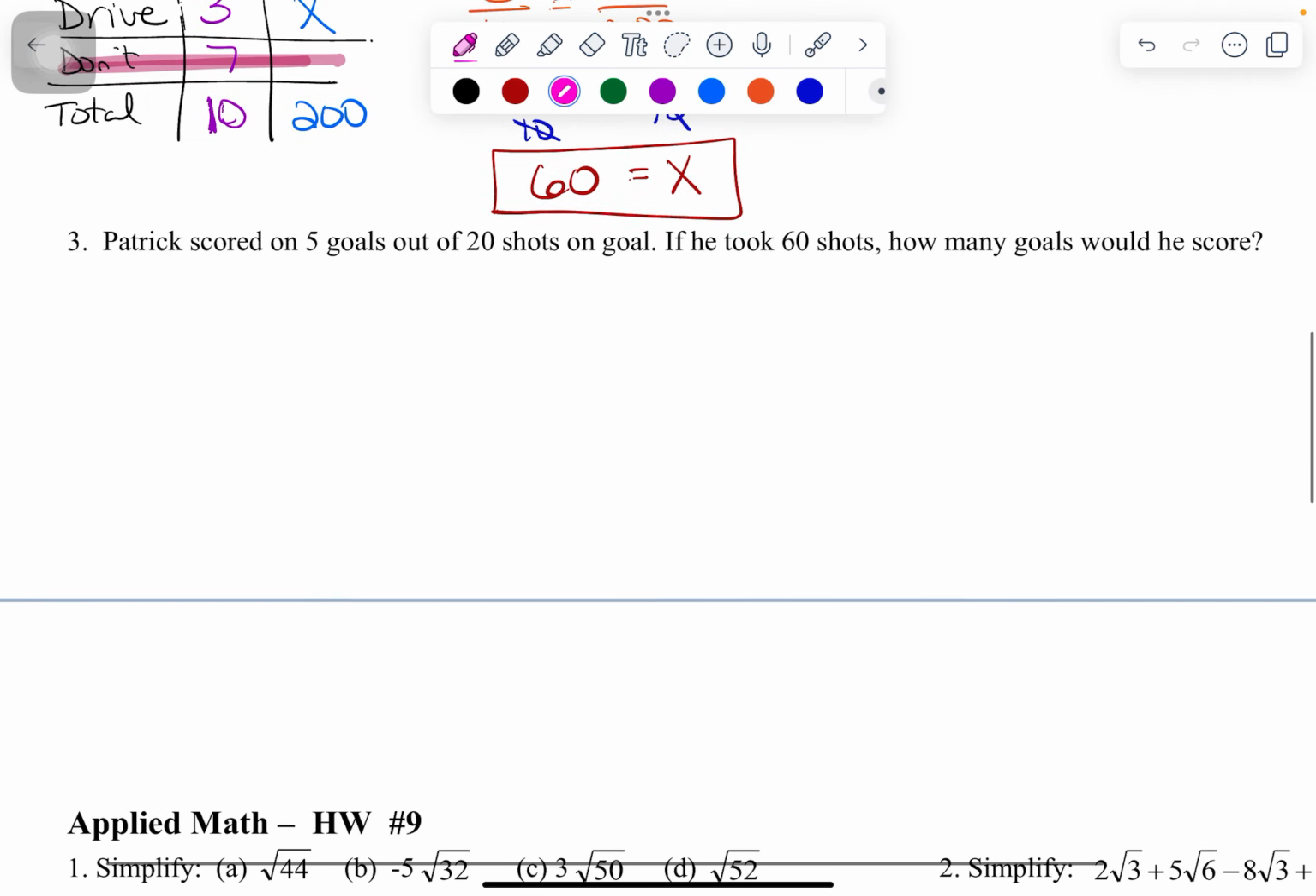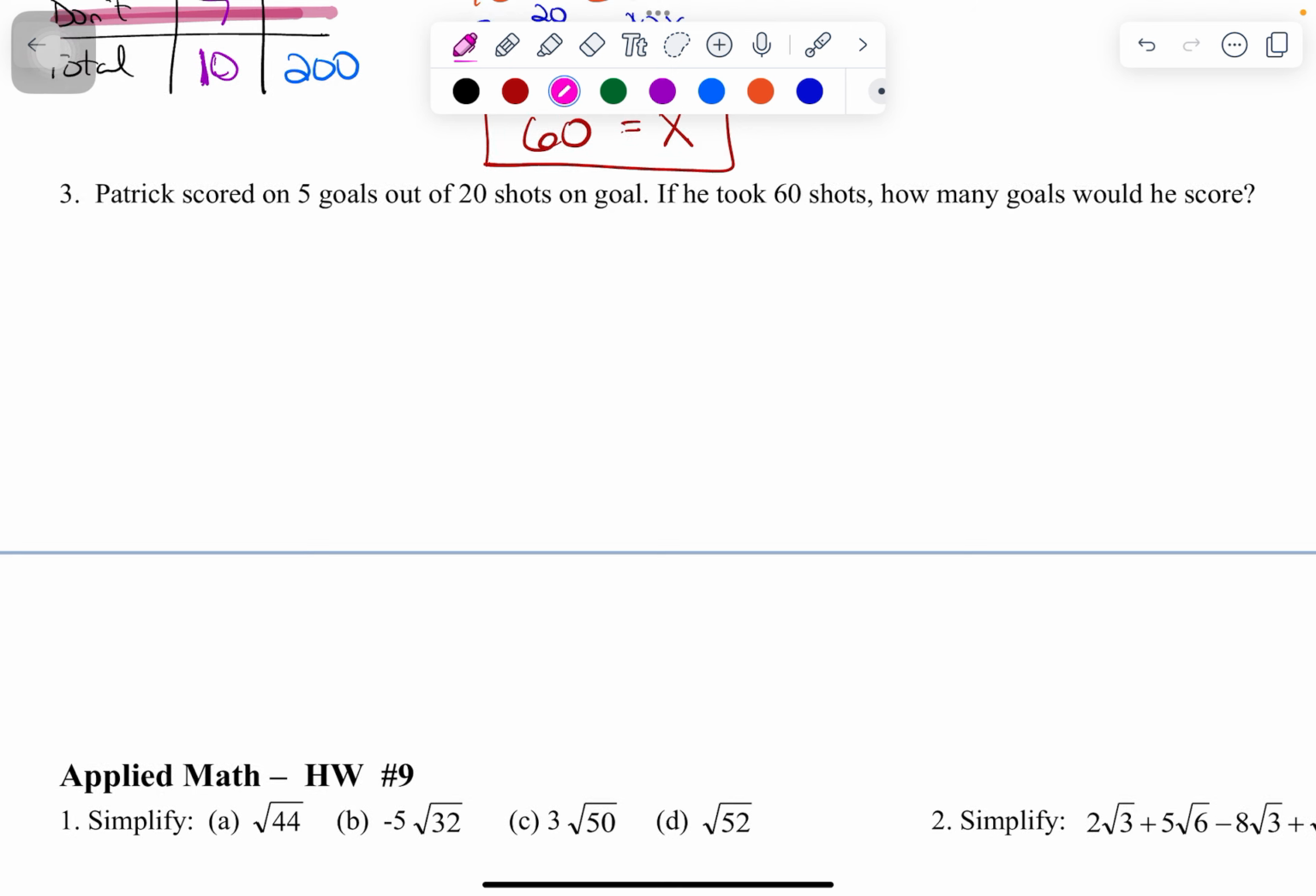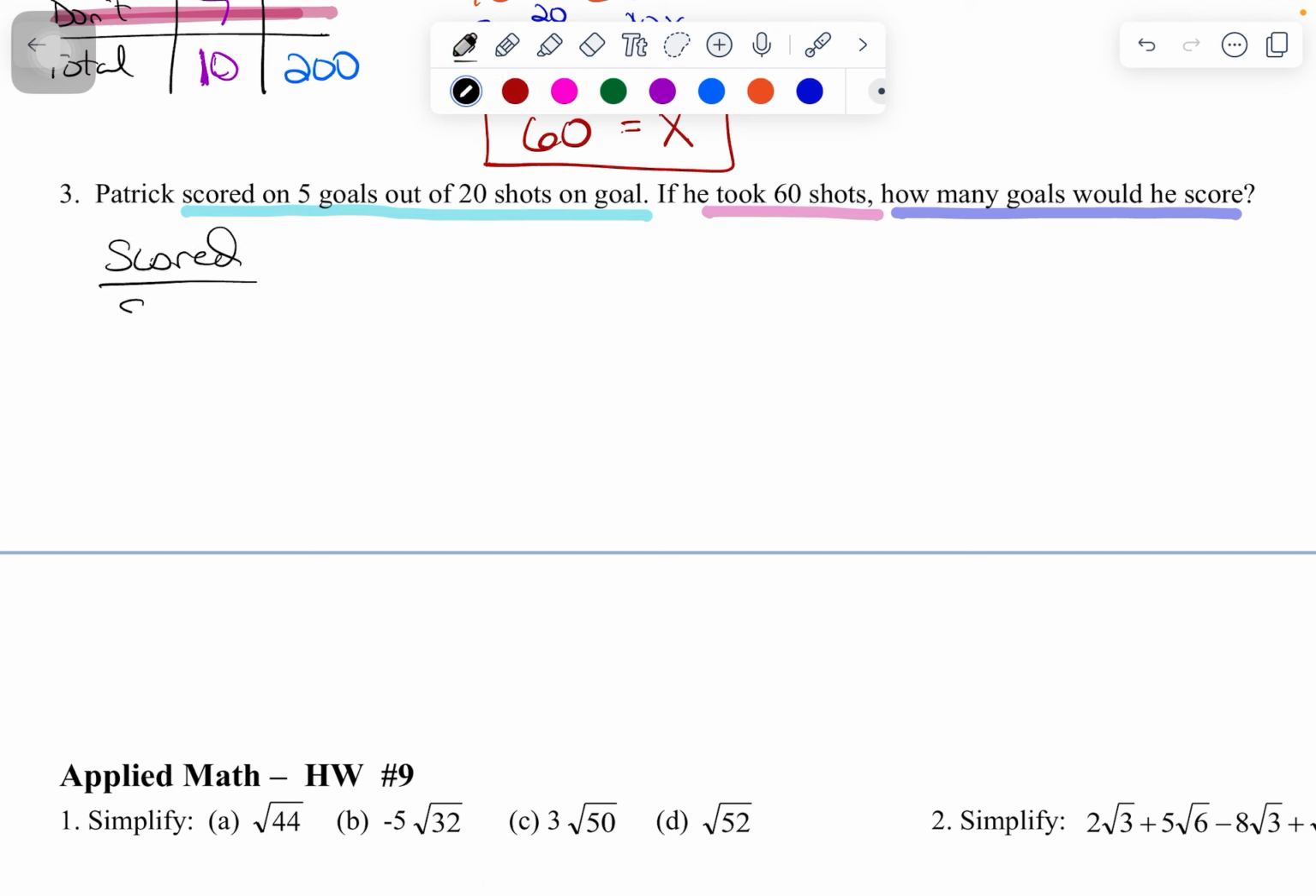All right, so I'm going to slide on up so we can talk about number 3. Okay, so what do we got? We've got Patrick. Patrick scored 5 goals out of 20 shots on goal. Okay, he took 60 shots. How many goals would he score? Okay, so what we've got here is scored over shots, right? So those are the only 2 things I know.